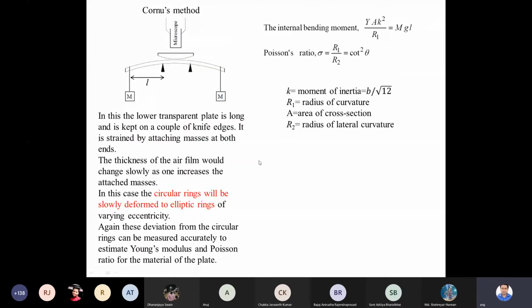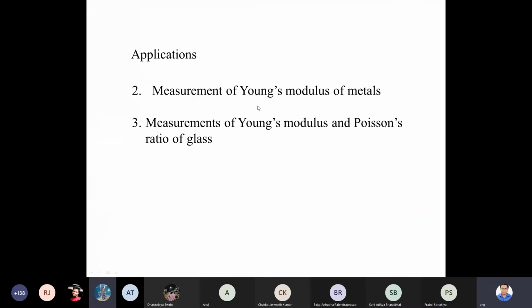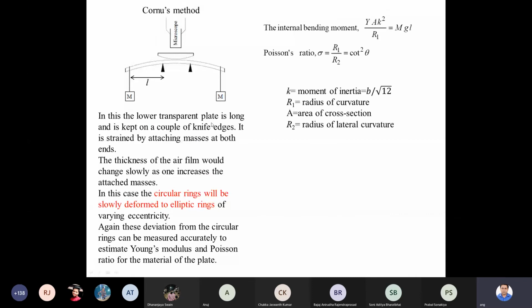Another experiment is called the Cornu method. This is very similar to the Newton ring experiment. Here you have a bar. Sir, is the Cornu method in our syllabus? Yes, the Cornu method is in our syllabus. These other two are not in the syllabus. We are just reading applications. These 2 and 3 are not in the syllabus, but if you have interest, you can go through them. You put the two loads, and you know the distance between this hinge and the load, then you can use this formula to find the Poisson ratio or Young modulus of the rod.